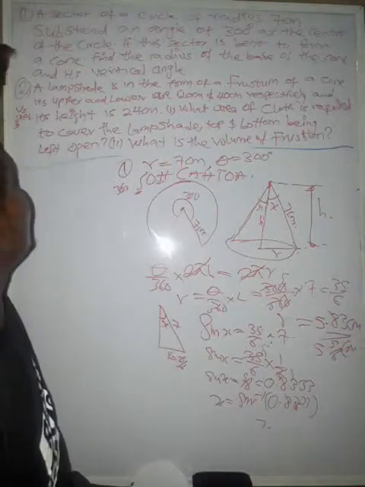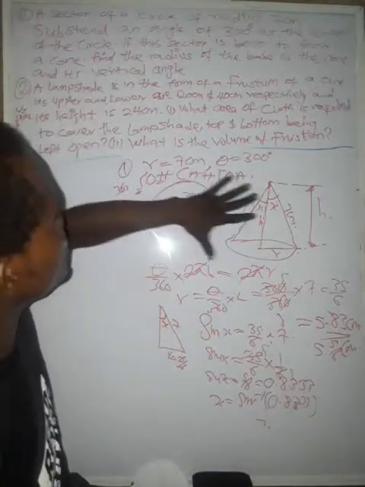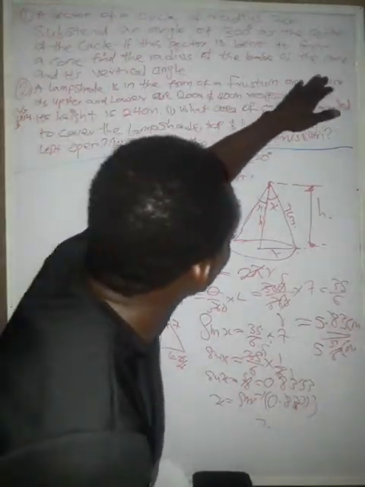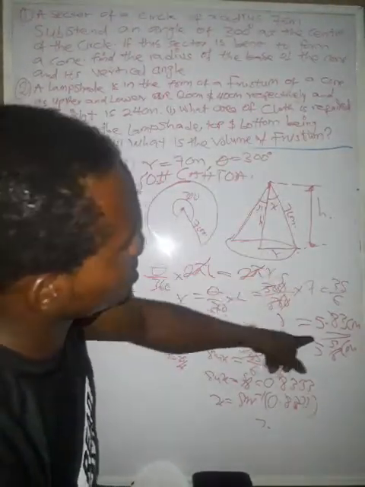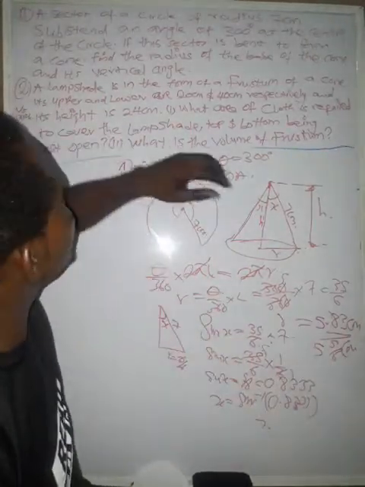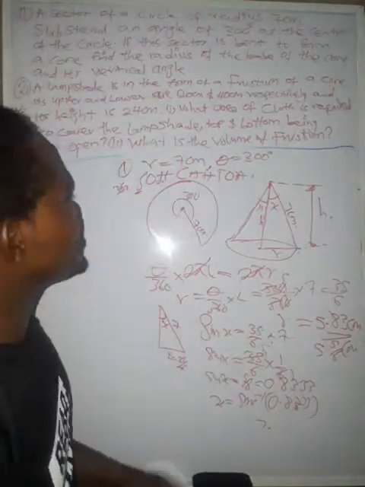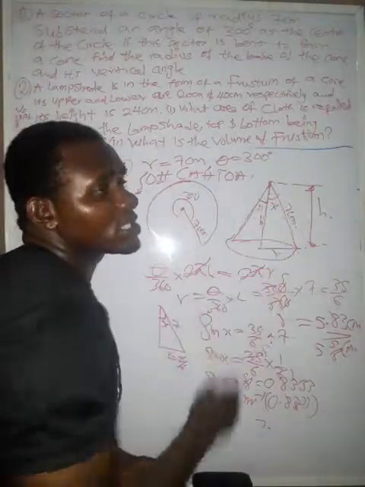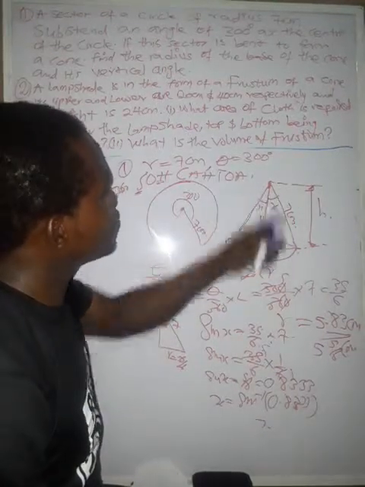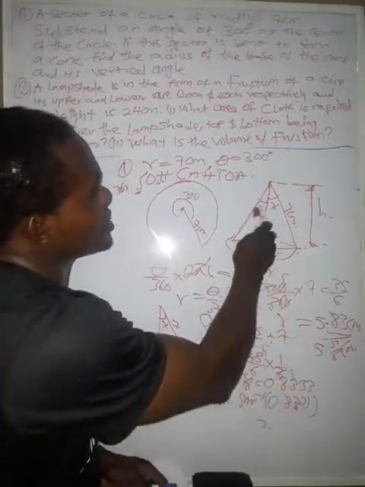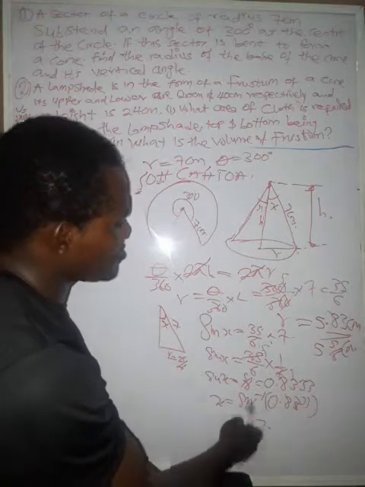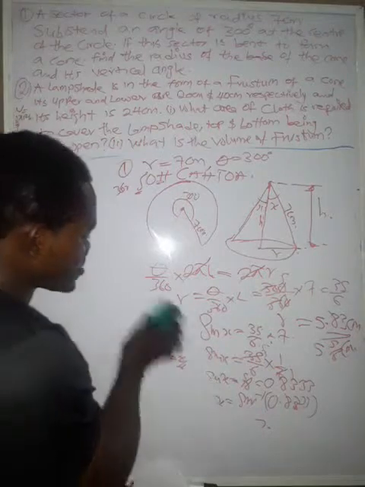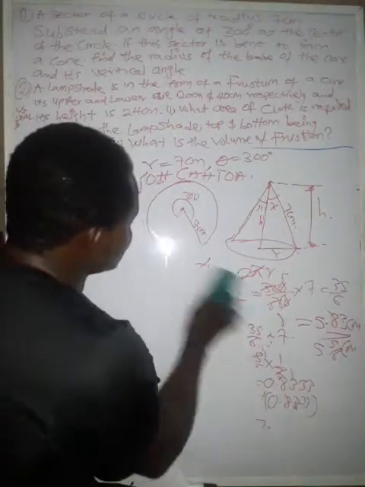So this is the interpretation of the question. We have to find the radius of the base of the cone, which is this. I've calculated that, which is 5.833. Then also to find the vertical angle. I told you that the vertical angle of a cone is this angle here. If I'm to calculate the angle subtended by the cone, I just multiply my answer by 2. Then we are good to go. So that is that. Let's solve the second question.